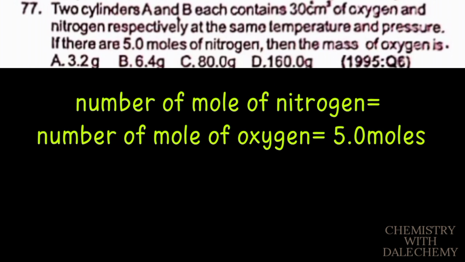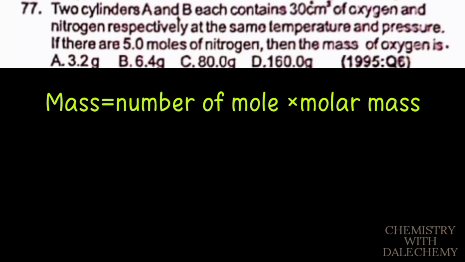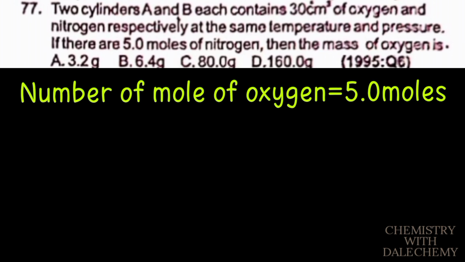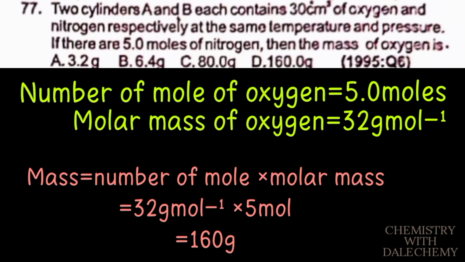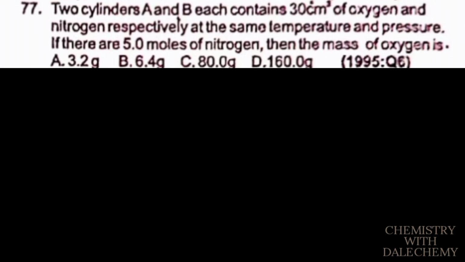Now to know the mass of oxygen, the number of moles is equal to mass over molar mass. If you cross multiply, you get mass is equal to number of moles multiplied by molar mass. The number of moles of oxygen is 5 moles, while the molar mass of oxygen is 32 grams per mole. So mass is equal to 32 grams per mole multiplied by 5 moles. From there you get 32 multiplied by 5 to give 160. So the mass of oxygen in that cylinder is 160 grams, which is option D.